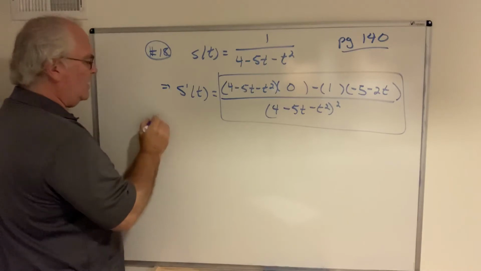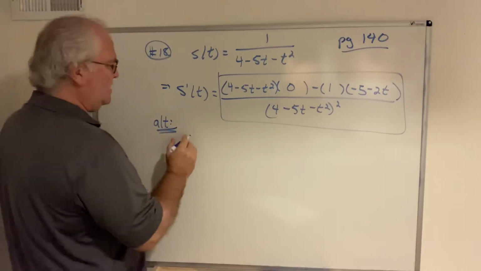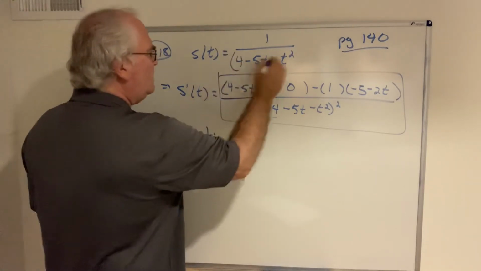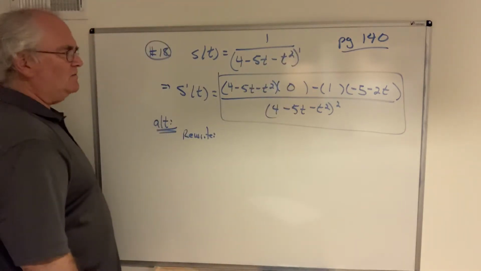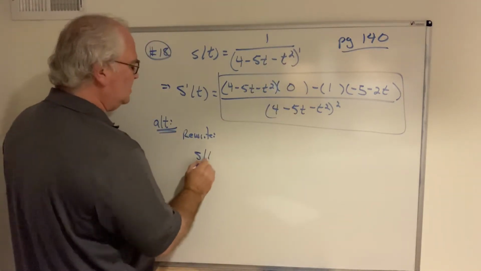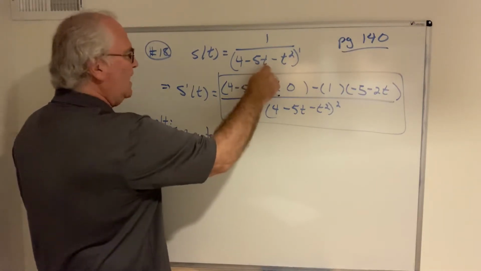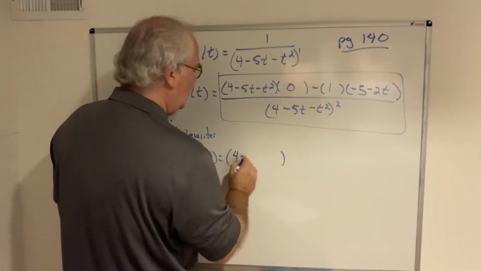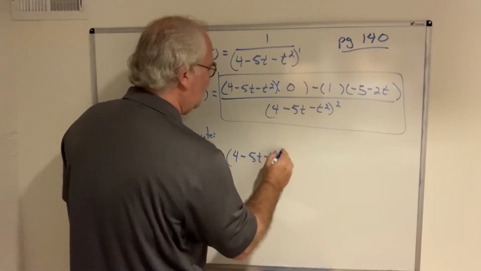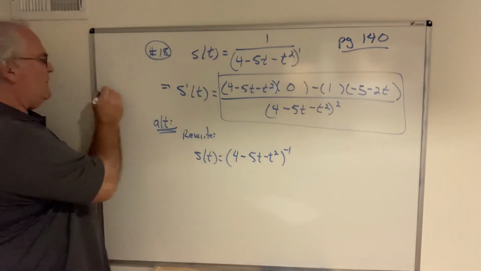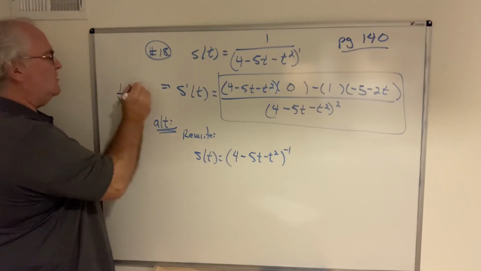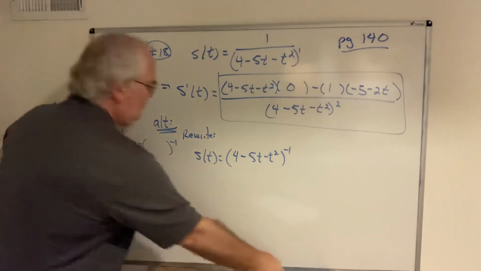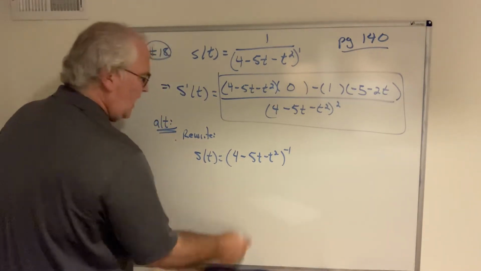Let me show an alternate way. Rewrite the problem. See, this can be thought of as that to the first power. So what we could do is rewrite the function by taking this out of the denominator, moving it to the numerator, and making the exponent negative. We could rewrite this as 4 minus 5t minus t squared to the negative 1. Remember, if I have 1 over x, that's the same thing as x to the negative 1. If I have 1 over stuff, that's the same thing as stuff to the negative 1.